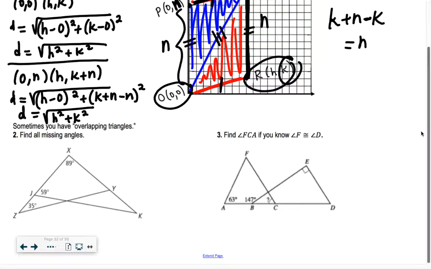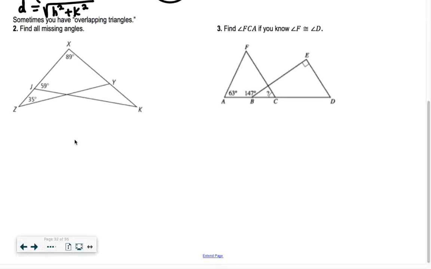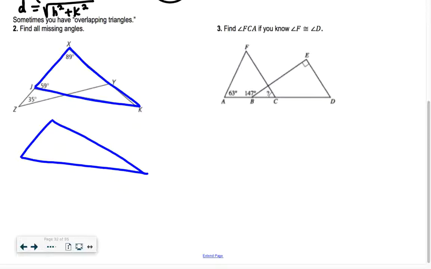All right, so let's move on to the overlapping triangles. That's the other part of this section. It says sometimes you have overlapping triangles, so find all of the missing angles. Oh, I think I'm missing something in number 3, maybe. We'll see. Okay, so here are our overlapping triangles. This one, which I can redraw over here, has angles 89, 59, and something. How do I find the something? Yeah, Cam? Those two added together minus 180. Yep, so 89 plus 59 is 148. Subtract from 180, so I get 32.